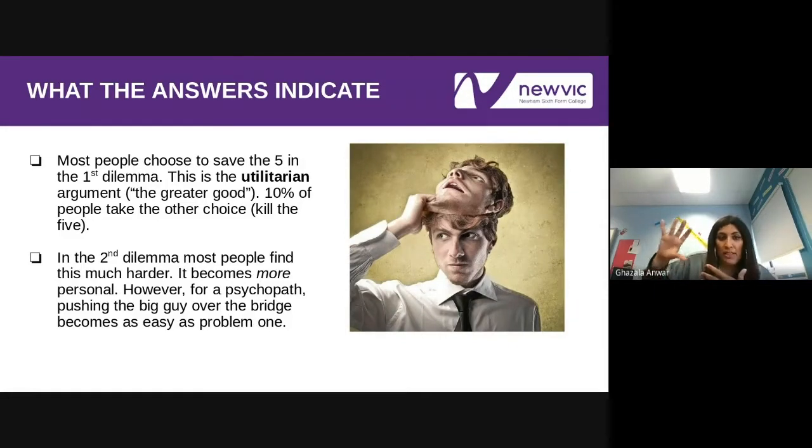But for a psychopath, pushing the big guy over the bridge is as easy as problem number 1. Trolley problem number 2 is supposed to be more difficult for the average person. And when I say the average person, I mean a person that doesn't have psychopathic tendencies. But for a psychopath, actually pushing that big guy over is not a problem. You know, what's the big deal? Push. There you go.